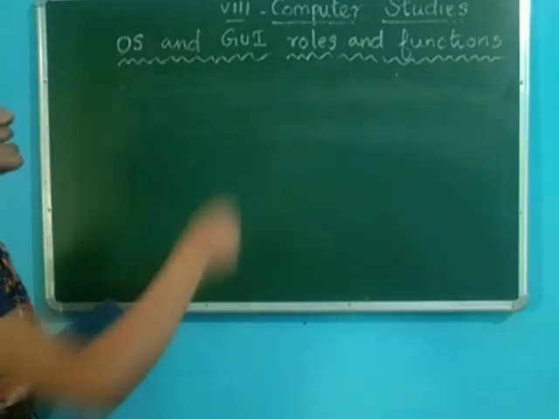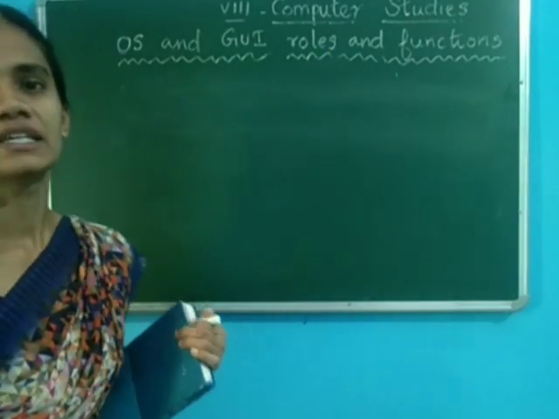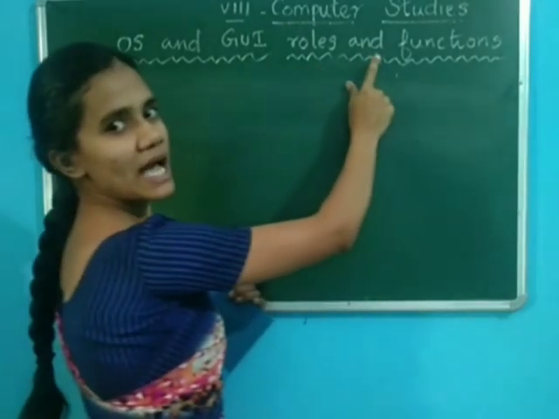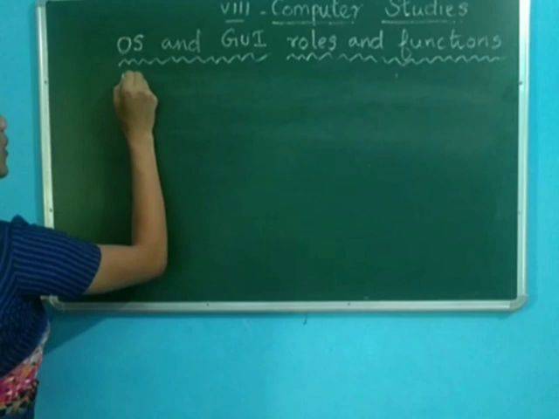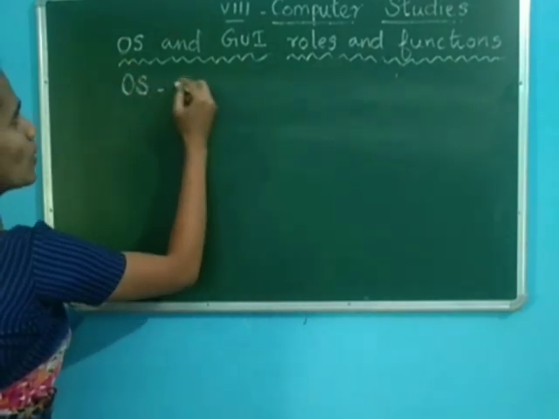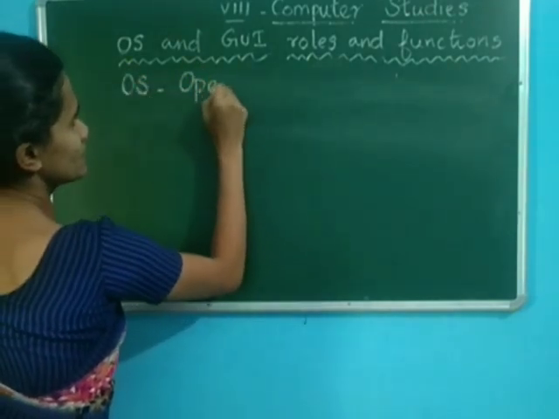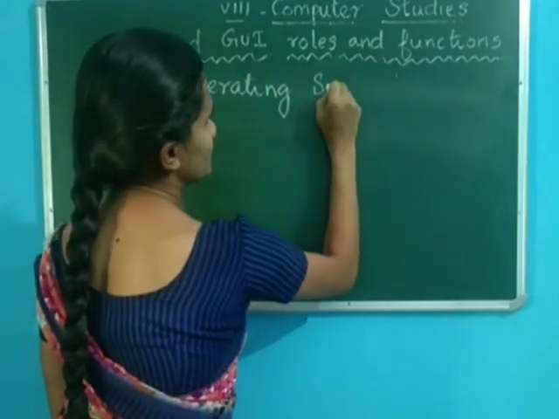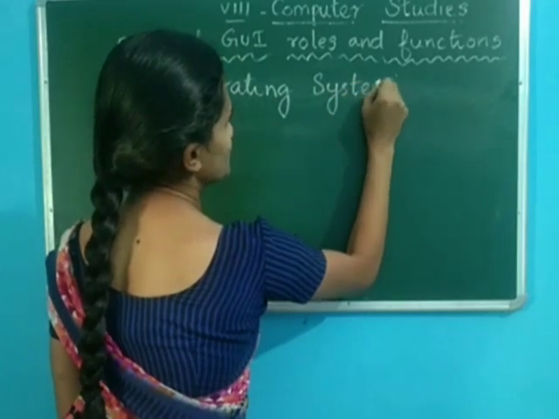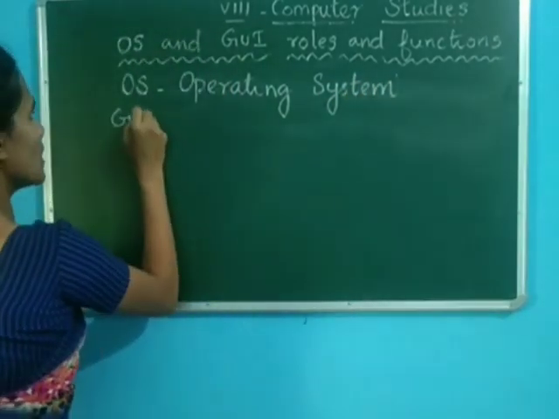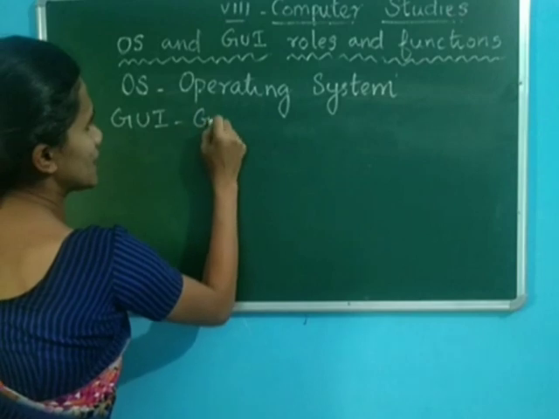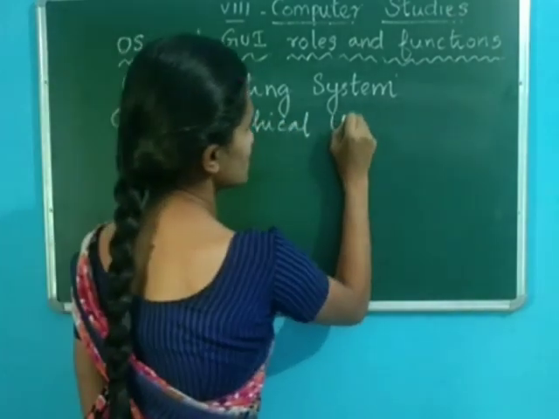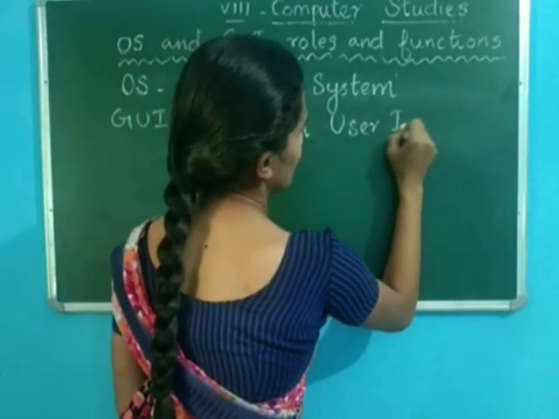Students, it is class 8 computer studies class. Chapter number 1, OS and GUI roles and functions. OS stands for operating system. GUI stands for graphical user interface.